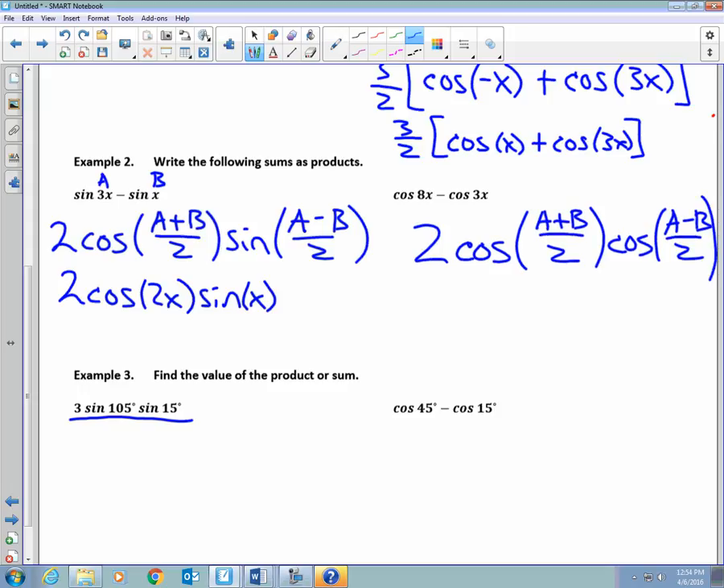Is that your formula? Oh, is that your formula? Okay, so we get -2 cosine. Is it really?